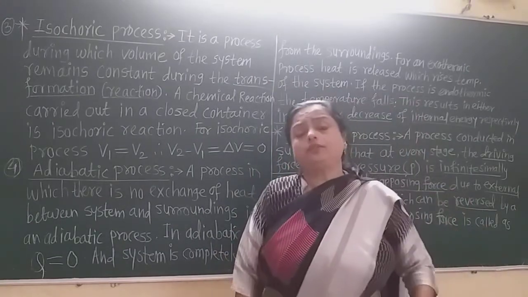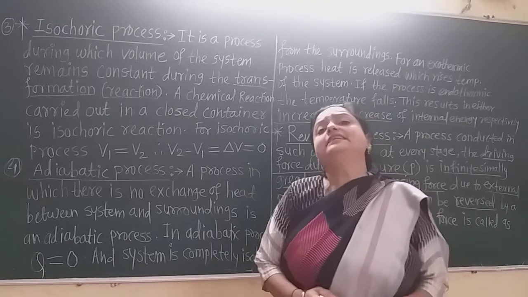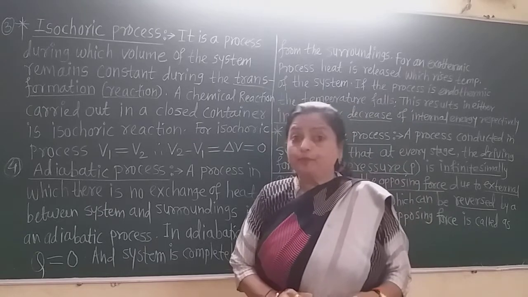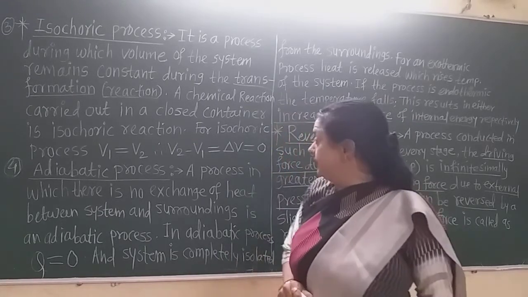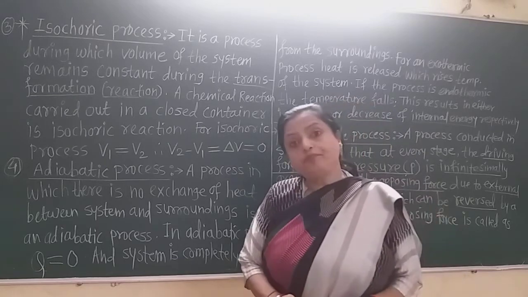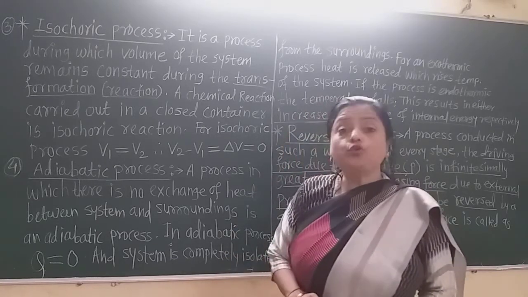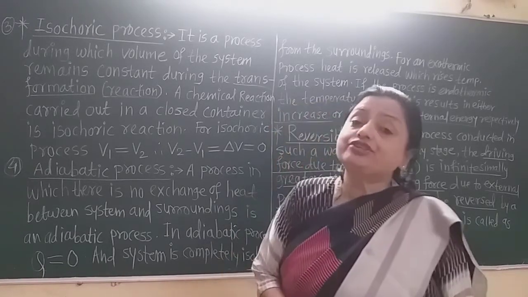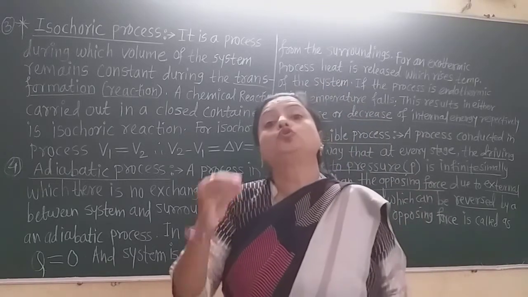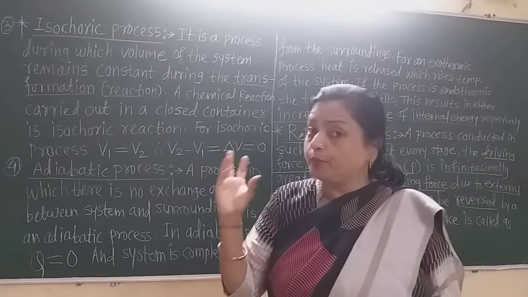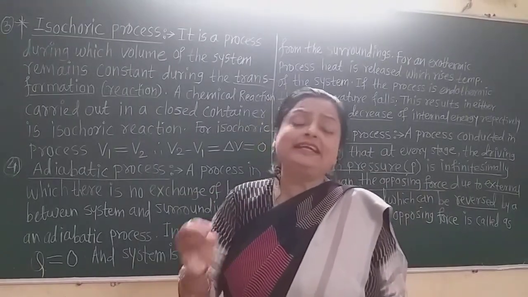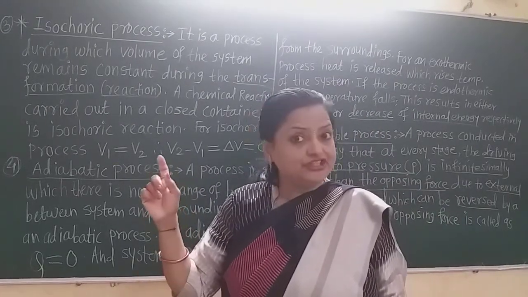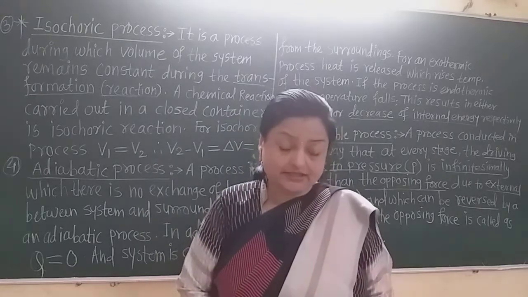Up to the last lecture of this chapter number 4, that is thermodynamics and energetics, we learned the types of processes. Now there are totally 6 types of processes. The first two we already learned, that is the isothermal process, in which the temperature of the system remains constant throughout the transformation, that is the reaction or process. In that, delta T is equal to 0, that means T2 minus T1 is equal to delta T is equal to 0 in the isothermal process.